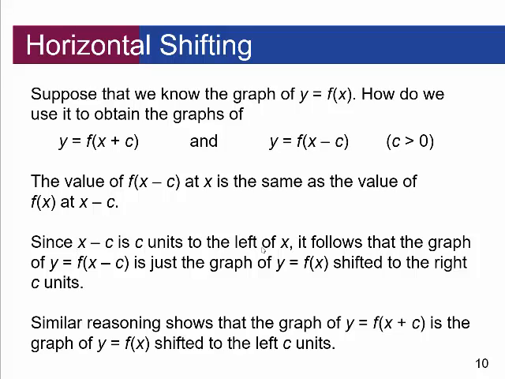Since x - c is c units to the left of x, it follows that the graph of y = f(x - c) is just the graph of y = f(x) shifted to the right c units. This is going to seem really weird, but when you're inside the parentheses, it works the opposite way you think. So if you have x - c, you're moving to the right c units. Similarly, y = f(x + c) is the graph of f(x) shifted to the left c units. So if you see plus c, you're going to the left c units.